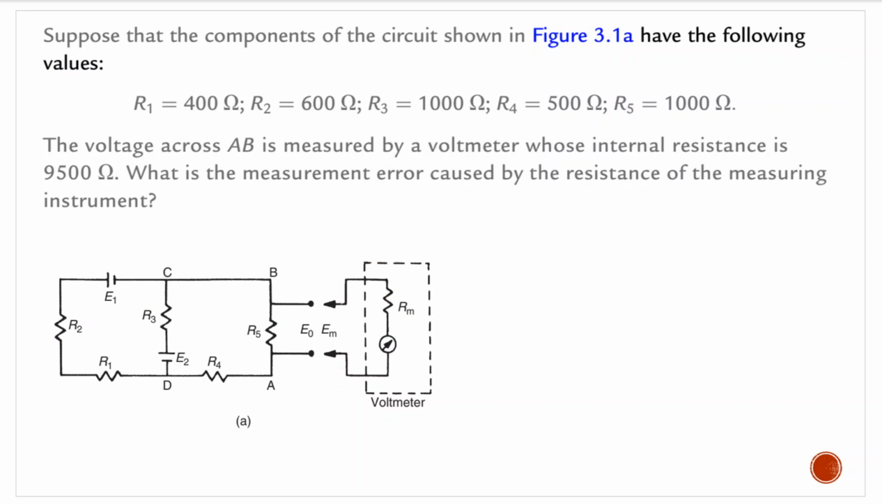The question states you have been given the figure. The values of these resistances: R1 is 400 ohms, R2 is 600 ohms, R3 is 1000 ohms, R4 is 500 ohms, R5 is 1000 ohms again. The voltage across AB is measured by a voltmeter whose internal resistance is 9500 ohms. What is the measurement error caused by the resistance of the measuring instruments?